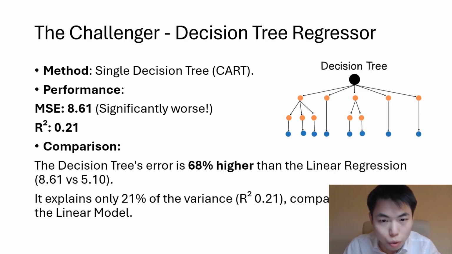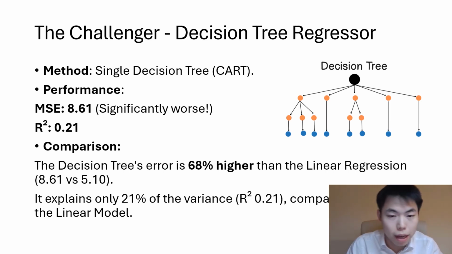Next, I wanted to see if a more complex model could be better. I trained a decision tree regressor. Decision trees are known for their ability to capture nonlinear relationships, so I expected it to outperform the linear model. However, the results were the opposite. The decision tree produced an MSE of 8.61, and this is significantly worse than the linear model. In fact, the error increased by over 60%. So why did a smarter model fail so badly?